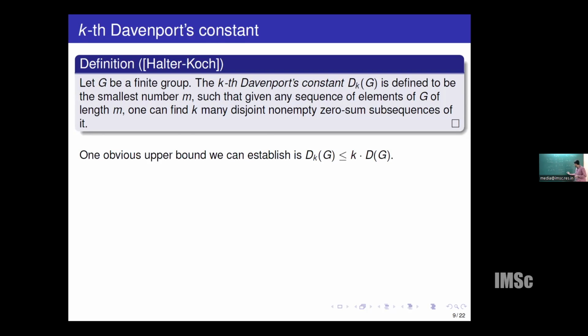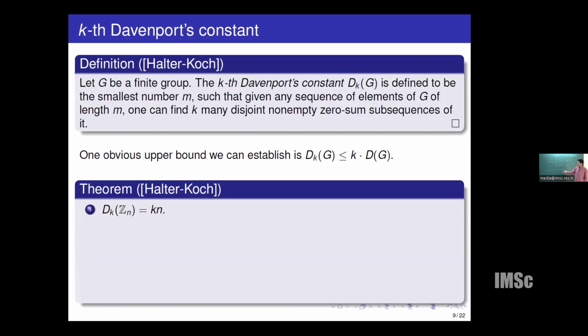Why is that? If I have a sequence of length k times D(G), I can divide it into k many sequences, each of length D(G), and from each of these, by the definition of the Davenport constant, I will get some zero-sum sequence, and they are all disjoint and all zero sum. So that gives me k many zero-sum sequences anyway. So that acts as a bound for D_k(G). But we can do better, which we will come to later.